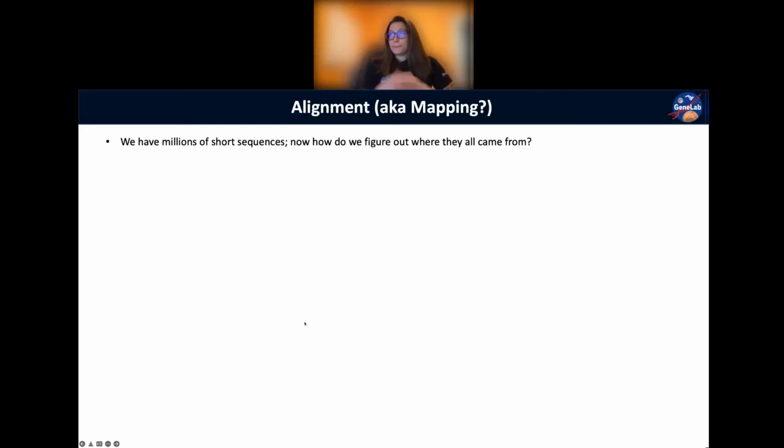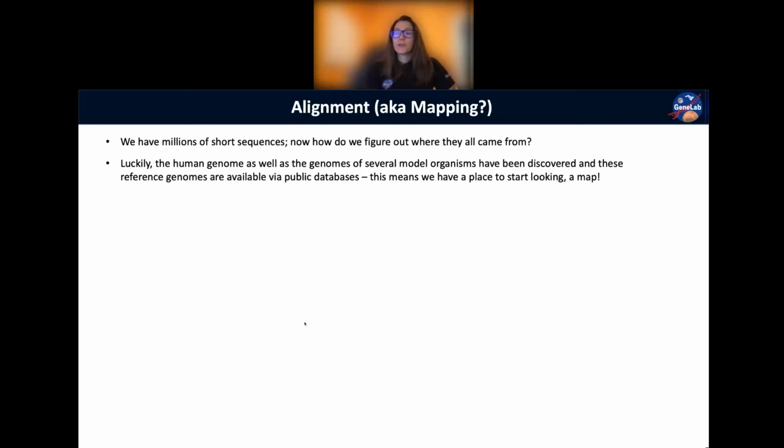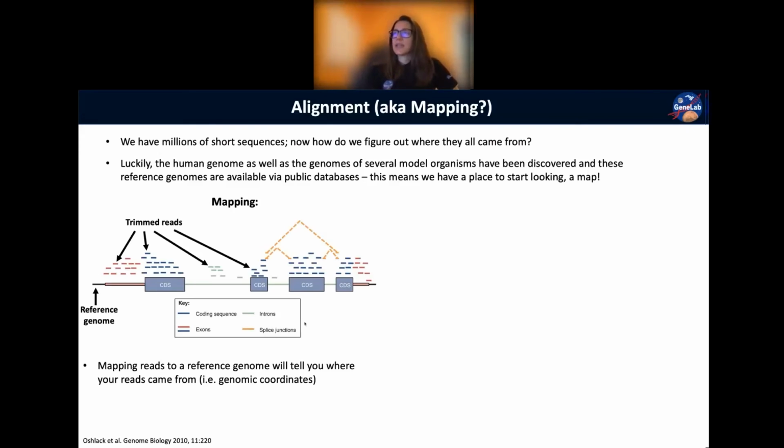So basically we have millions of these short sequences. Now how do we figure out where they all came from? Luckily, the human genome, as well as the genomes of several model organisms, have been discovered, and these reference genomes are available in public databases. So this means we have a place to start looking. We essentially have a map, so that way we can try to figure out where these short sequences came from.